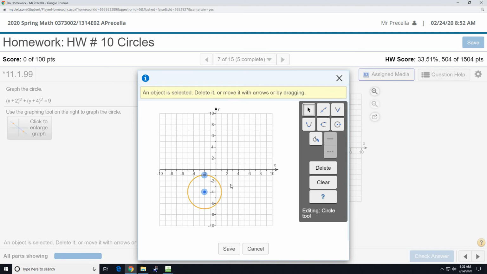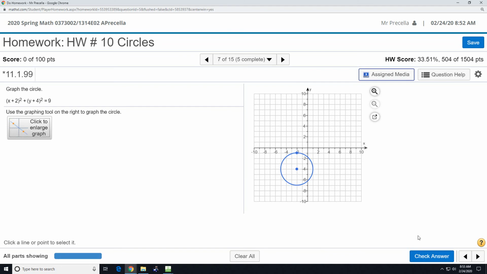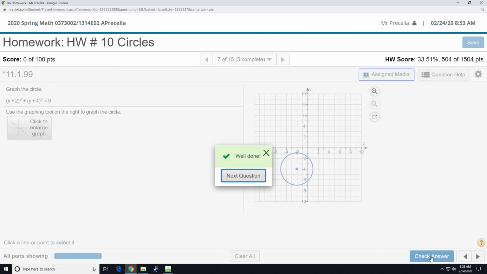Okay. Click Save. And check your answer. Okay. So, can I coerce you into agreeing that it's pretty easy to find the center and radius if it's written like this with the parentheses? It's pretty easy.